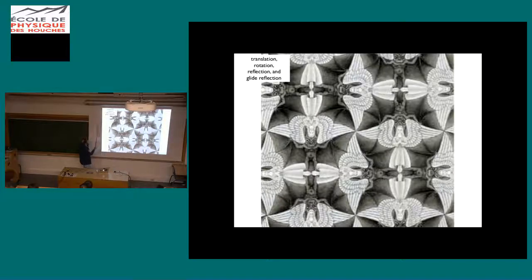translation, rotation, reflection, and glide reflection symmetry, okay? So can somebody, so if we start here, this is called Angels and Demons, okay? Where would the translation vector go from here to where? Right there, like that, okay? And then similarly over here. Okay, so that's the translation symmetry.